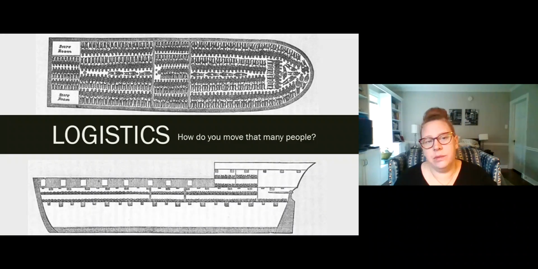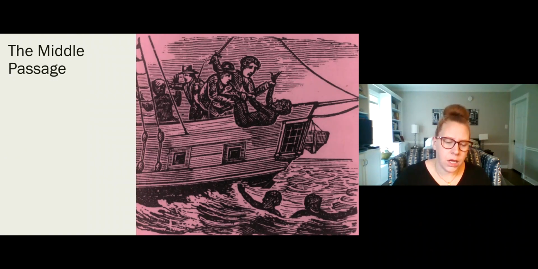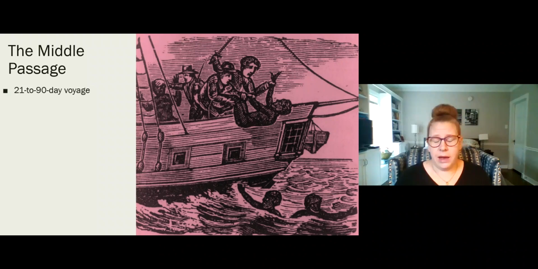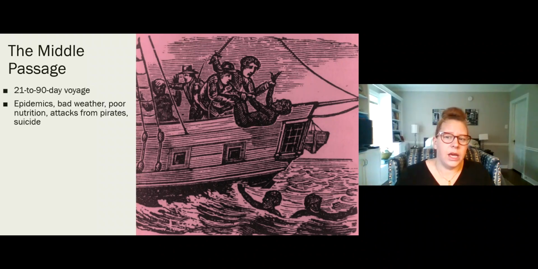So we've got supply, we've got demand, now we've got logistics. How do we move that many people? And I'm sure you're familiar with the images of the slave ships, how people were packed in like they were an IKEA flat pack. The Middle Passage refers to the voyage across the ocean. It was a 21 to 90 day voyage, depending on how the winds were going, right? You didn't really have powered ships at the time. They were sails. And these voyages were plagued with epidemics.